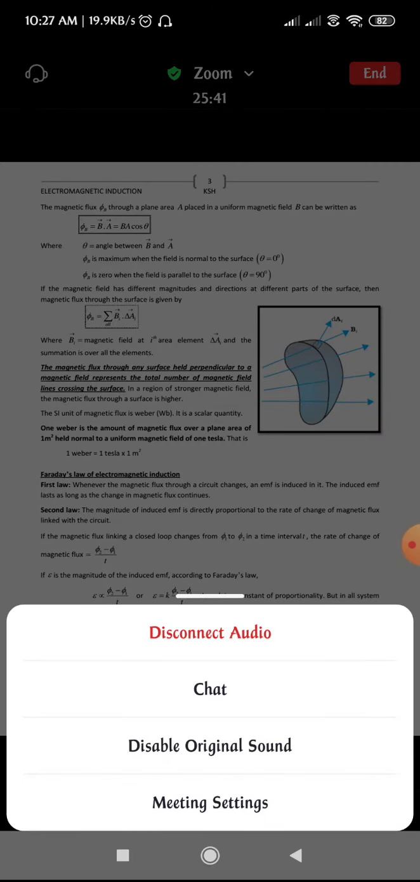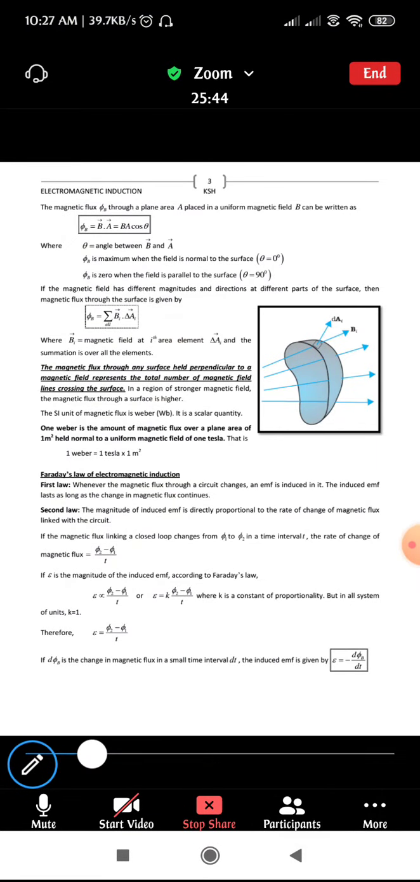Yes, anyone? Why is that negative sign? How come it came at the last? What is the significance of that?